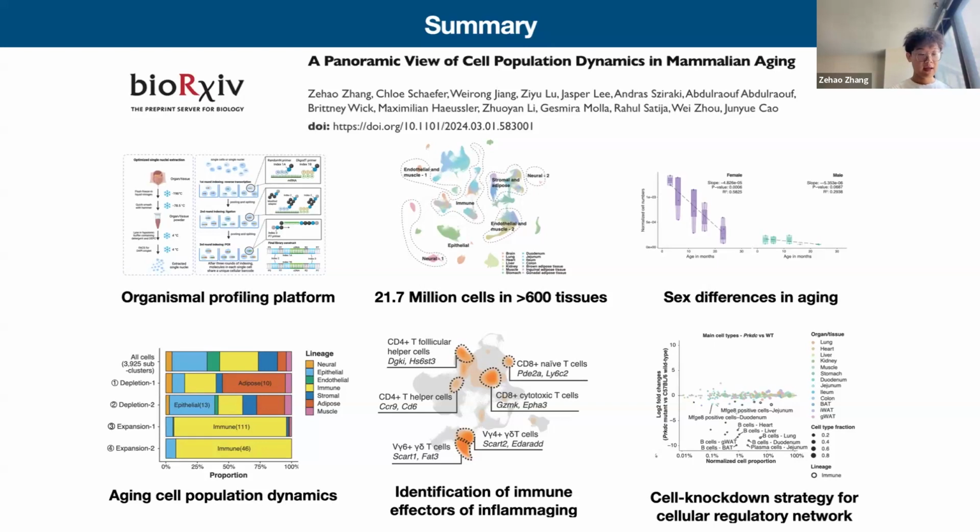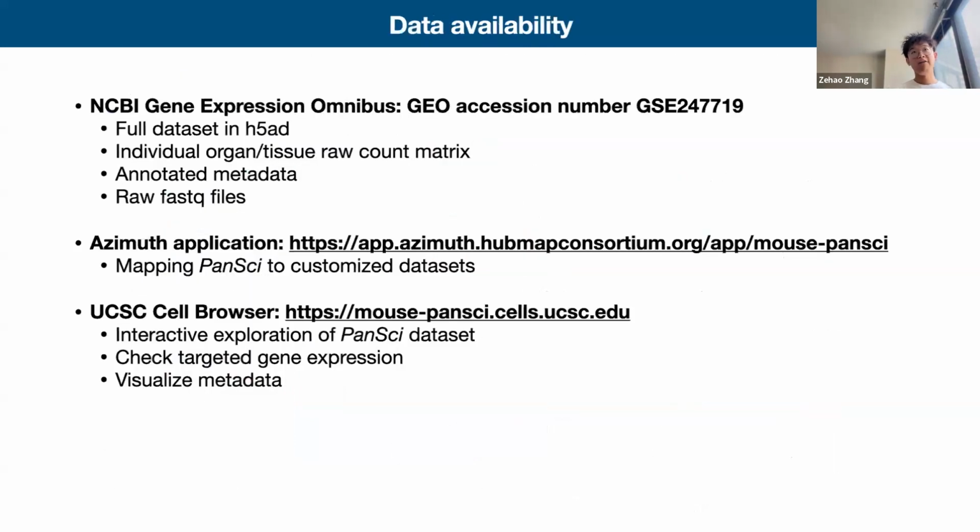And for the dataset availability, if you are interested in our dataset, you can get it from the NCBI GEO. Also, you can access this dataset on the Azimuth application or UCSC cell browser. And we really thank Rahul's team and the UCSC team for helping us to make this dataset more accessible to the broader scientific community.